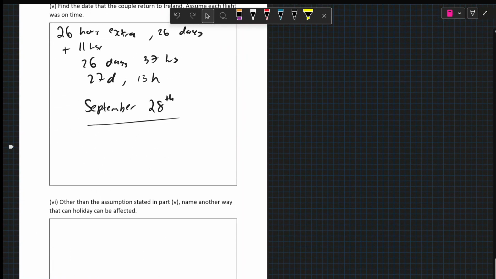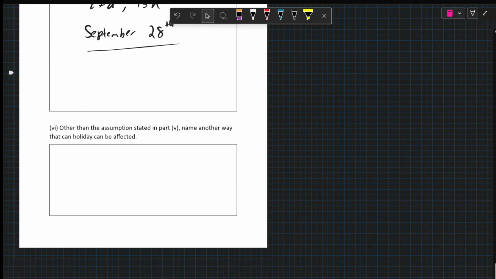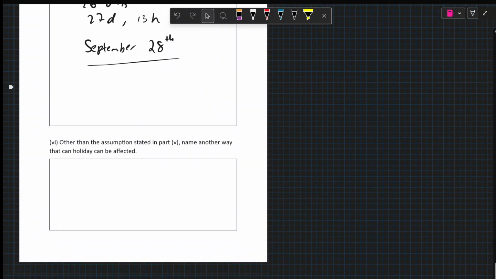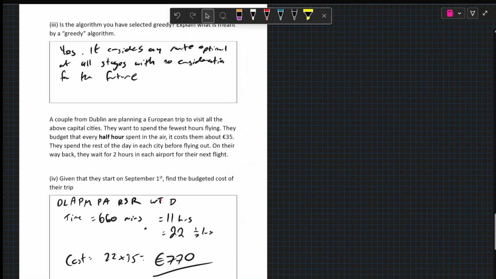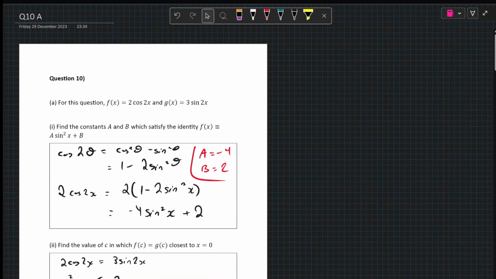It doesn't say what year. Other than the assumption stated in part 5, no, whether the holiday can be affected, pretty much anything here goes. I think I listed one of the possibilities as weather delays. So due to weather, obviously in certain weather planes can't take off. Or even something extreme like, I don't know, the airport gets bombed or something. So pretty much any valid reason there works. And that is the final question of mock exam A.